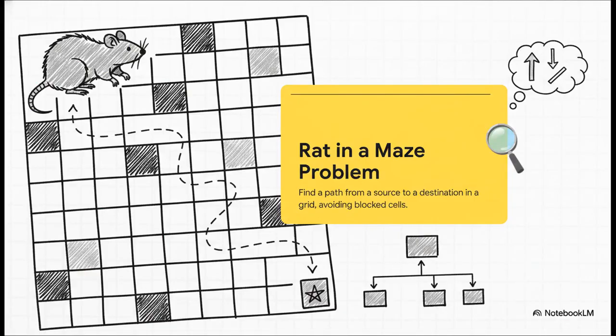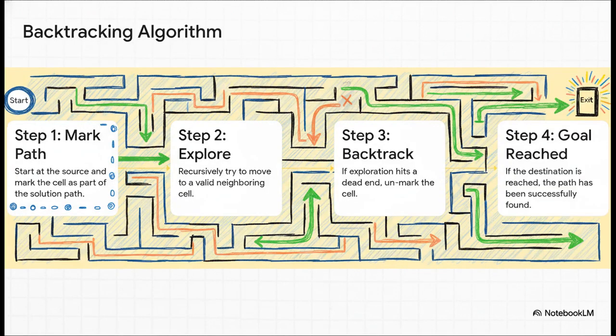So here's the setup. We have a grid that represents a maze. Some cells are open, some are blocked. A rat starts at the top left corner, and its goal is to reach the bottom right corner. It can only move into open cells, and for this version, let's say it can only move forward or down. Our job is to find out if a path even exists. The algorithm for this is a beautiful example of recursion.